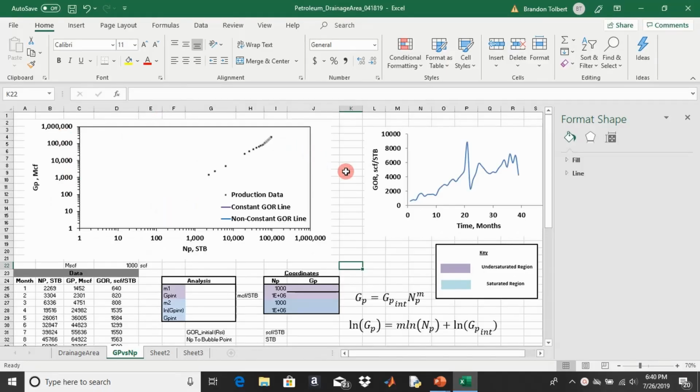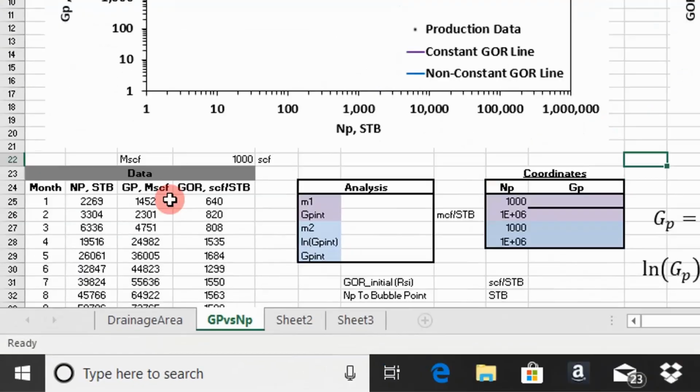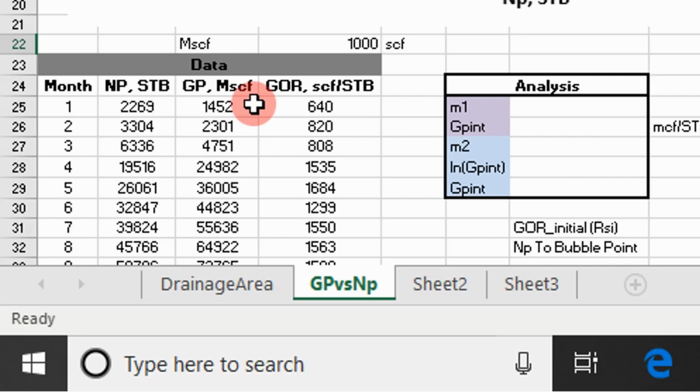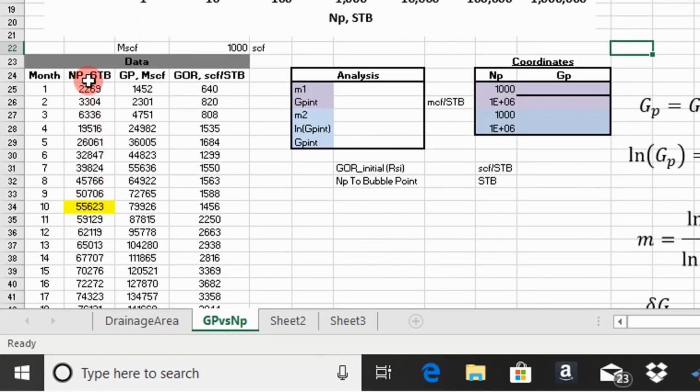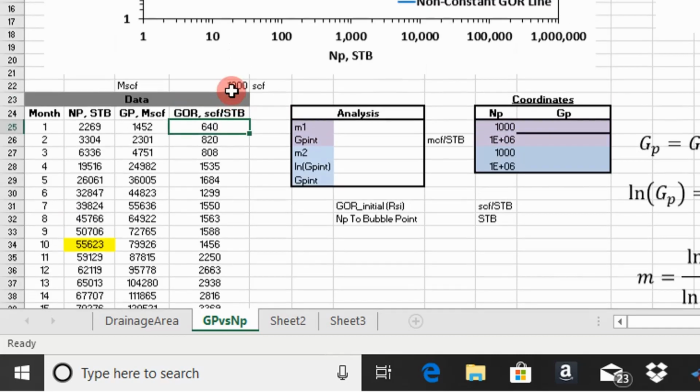Let's start the analysis in Excel. So I'm using production data from the horizontal well in New Mexico that we used in the first video. And so what I've done is I pulled in the cumulative oil production and the cumulative gas production. And I've calculated a GOR right here. It's just the ratio of the two. And I'm using units. I converted it to units of standard cubic feet per stock tank barrel.